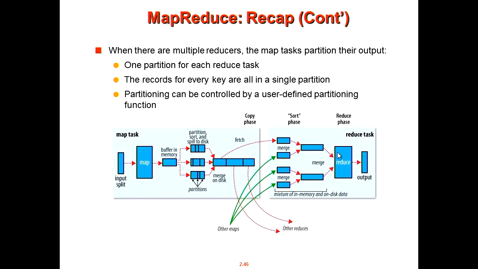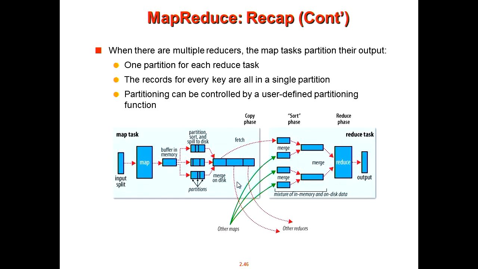The first reducer means that for the keys in the first partition from all the mappers will be sent to this reducer for processing, right? So as a result, this reducer will fetch the data from all the mappers. Because this is the first reducer, from the first mapper it only gets the first partition, copied from this part to this part.